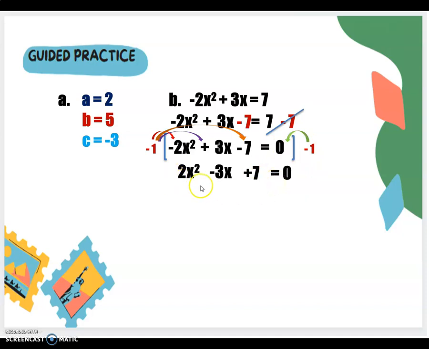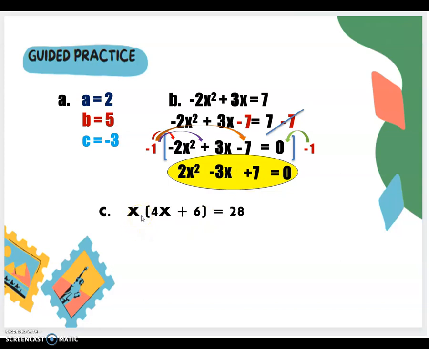So, this time, this is already its standard form. So identify lang natin ang values ng A, B, and C. So the value of quadratic term is 2, value of linear term is negative 3, value of constant term is positive 7. So last example.